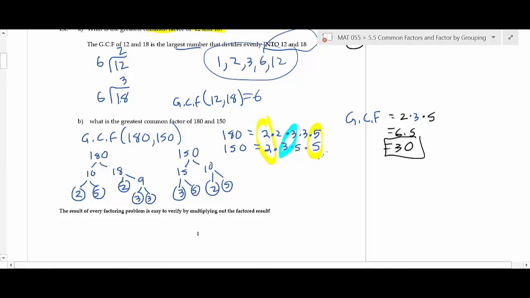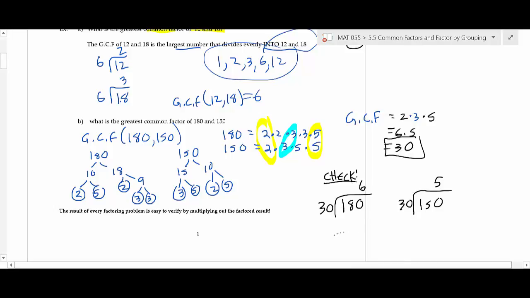Now, let me show you why you're right. I'm big into checking because that's how you understand stuff. So if you want to find out if you're right, you just take these two numbers and divide them by 30 and look at the result. You can use a calculator, or you can do this in your head. 180 divided by 30 is 6. 150 divided by 30 is 5. First thing, they have to come out even, no decimals.